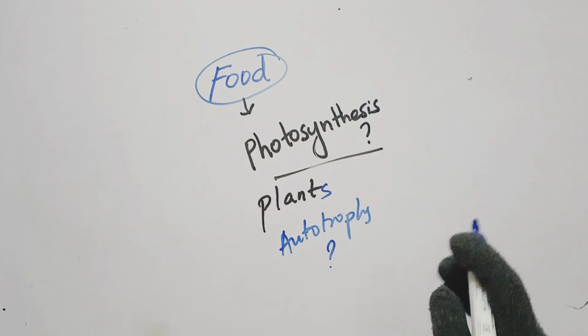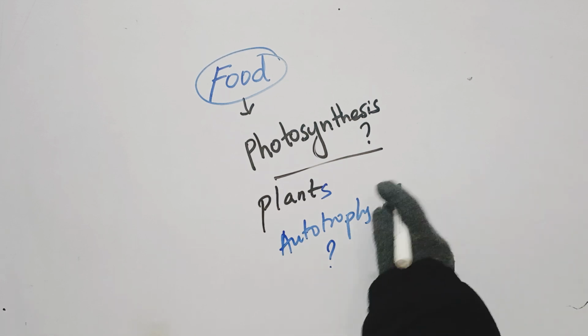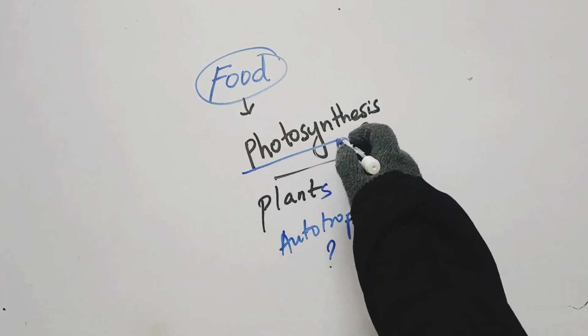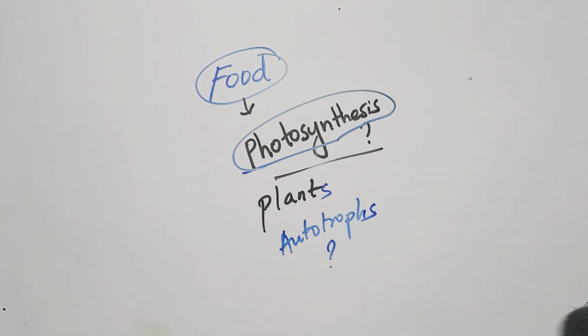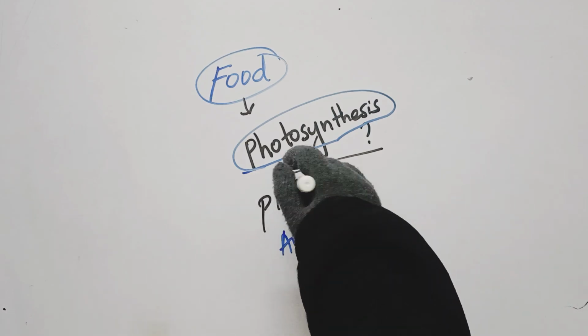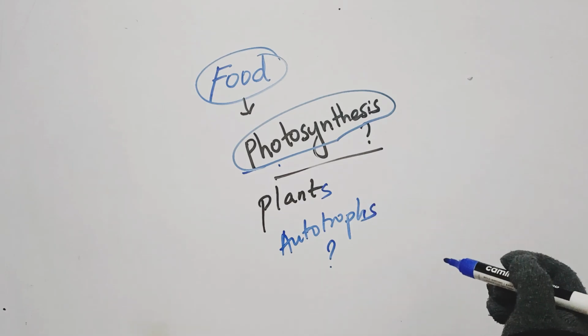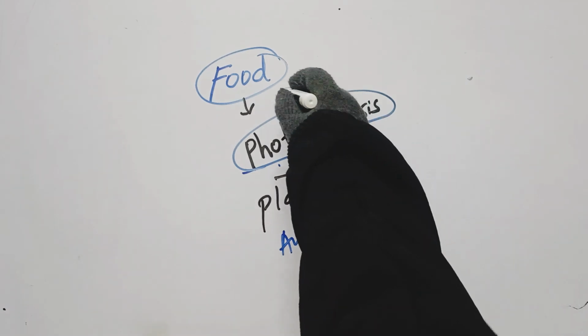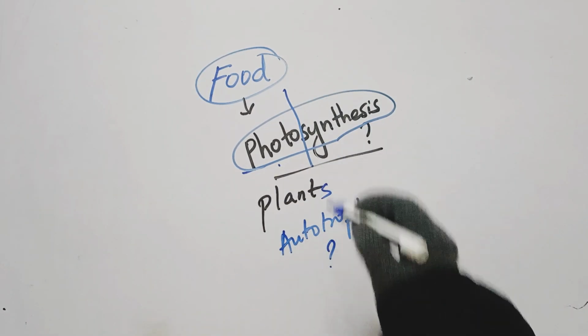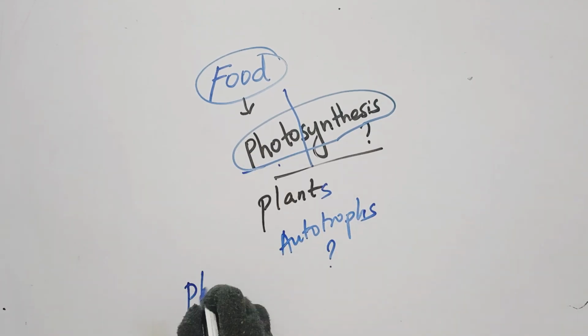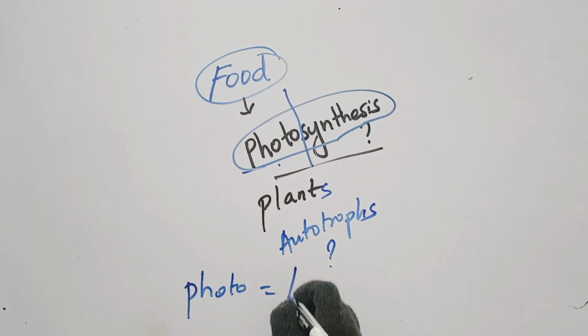So, the process by which autotrophs like plants prepare their own food is called photosynthesis. Before we go into detail, let us break this word down. If you see, this word photosynthesis is made with two words. So what are they? The first one is photo and the second one is synthesis. So what is the meaning of photo? Photo is nothing but light.